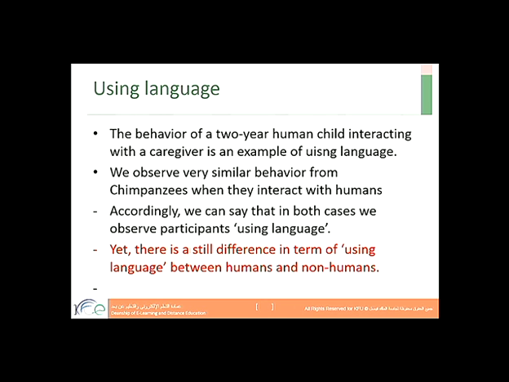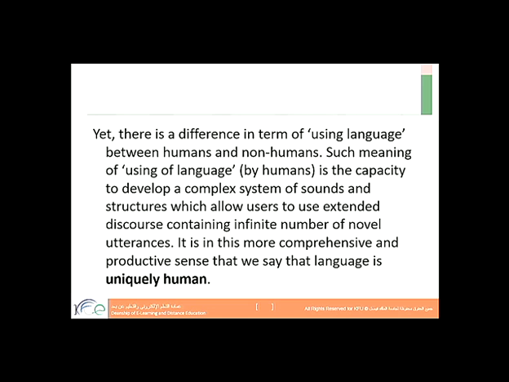The behavior of a two-year-old human child interacting with a caregiver is an example of using language. We observe very similar behavior from chimpanzees when they interact with humans. Accordingly, we can say that in both cases, we observe participants using language. Yet, this is a very important distinction between the term of using language in children and in chimpanzees. There is still a difference in terms of using language between humans and non-humans.